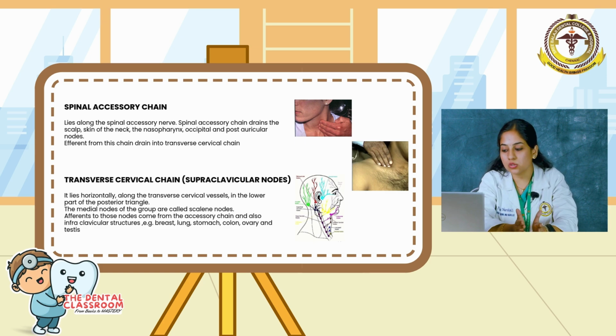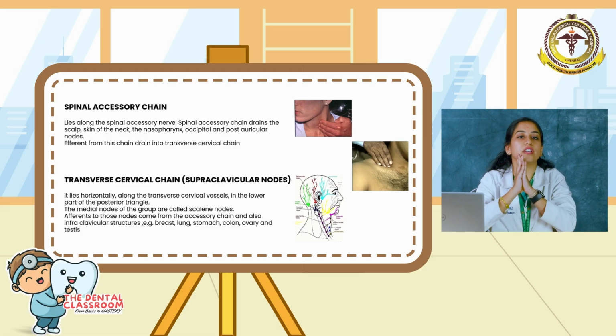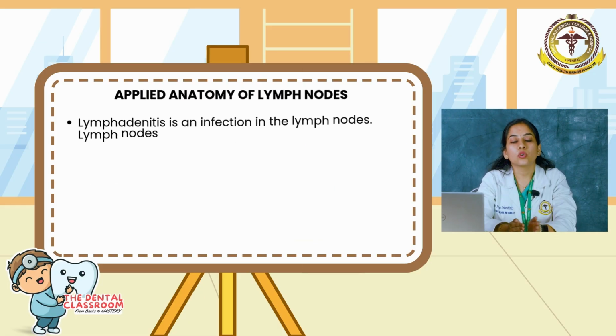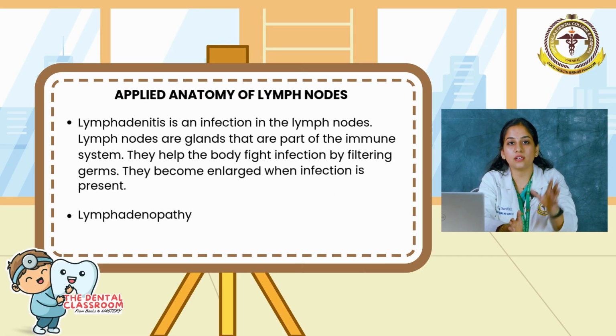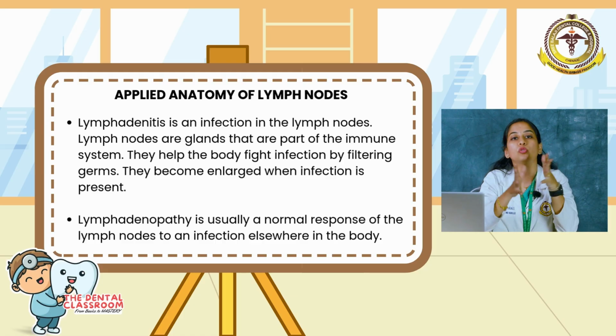Afferents to those nodes come from the axillary chain, and this is important for certain structures like breast, lung, stomach, colon, ovary and testes. So these are the vertical group of AGC classification. To have a recap, we have classified lymph nodes anatomically and by AGC, and we have understood the anatomy of each lymph node and how to palpate them.